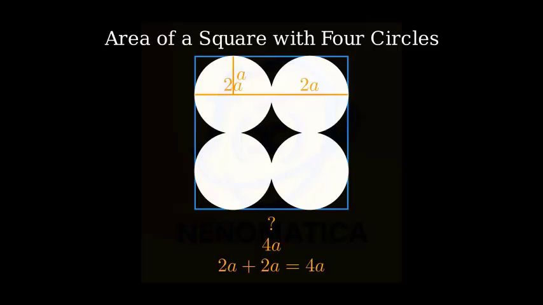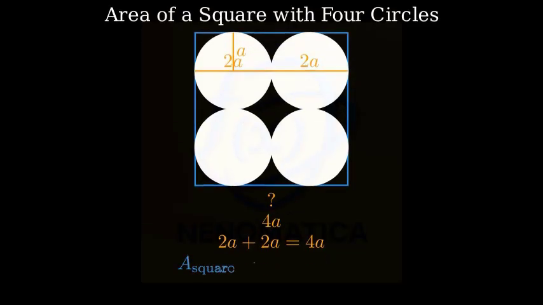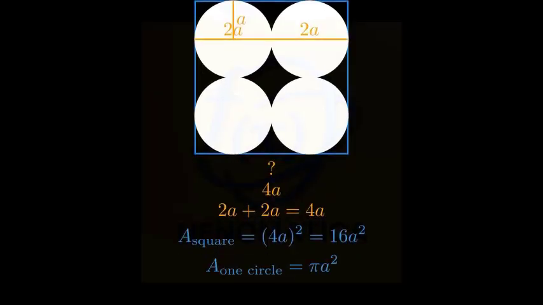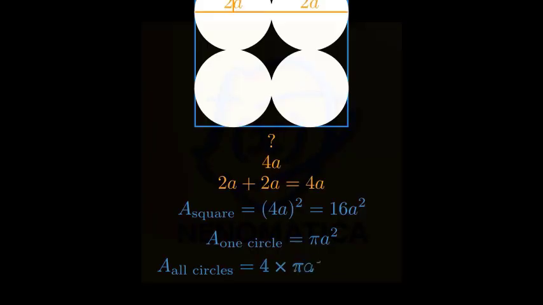Now, let's calculate the area of the square. The area of a square is the side length squared. So, the area of our square is (4a) squared, which equals 16a squared. Next, we need to calculate the total area of all 4 circles. The area of a single circle with radius a is pi times a squared. Since we have 4 identical circles, the total area is 4 times pi times a squared, which simplifies to 4 pi a squared.